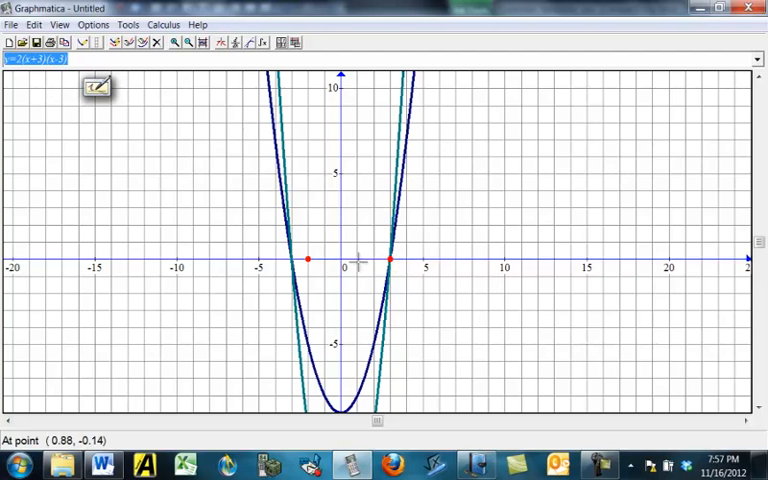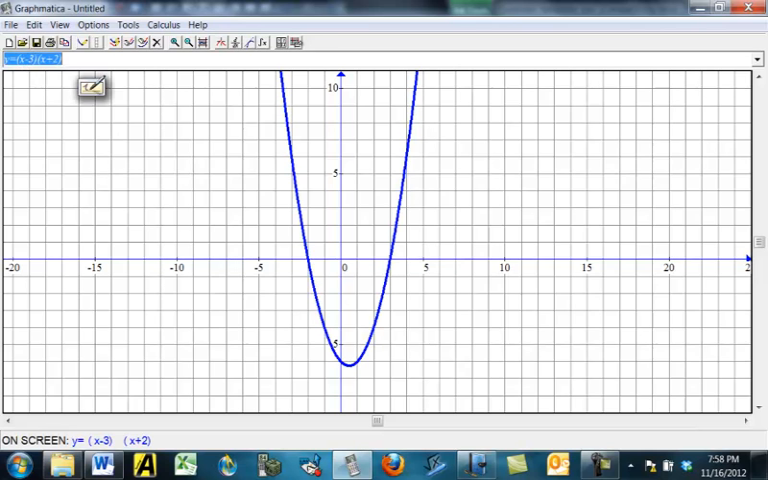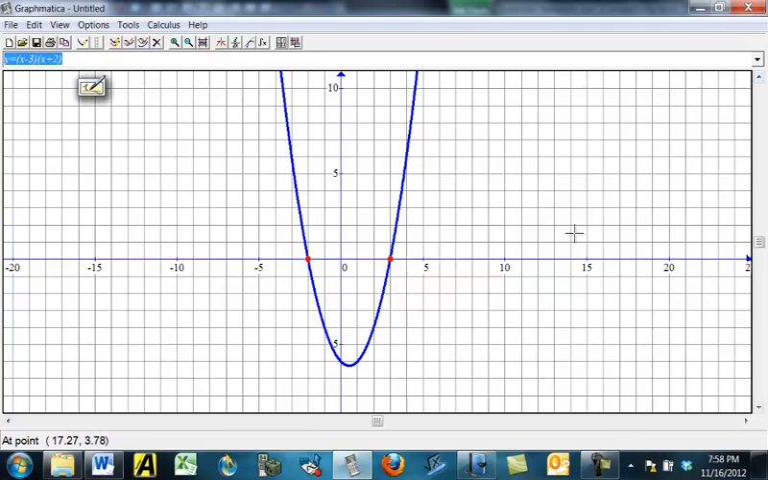So notice that's it. 1, 2, 3. And let me go ahead and change this now. Let's see if I can get it to go through my two original points that I had graphed there in red. Let's go back to that one. It was x minus 3, I think, and then x plus 2. And I think that was going to show those 2 points.